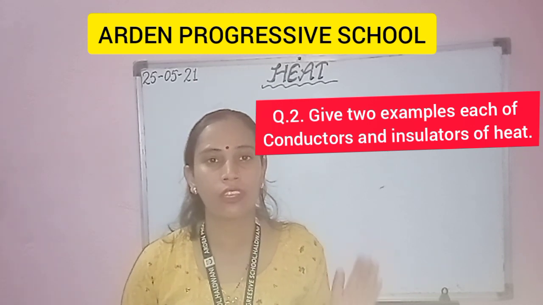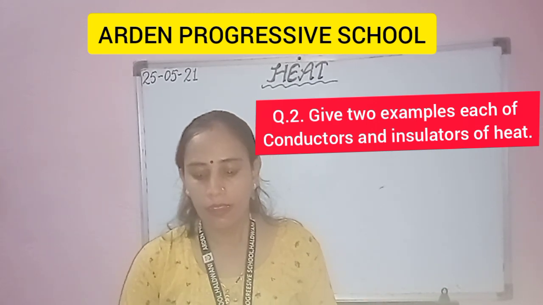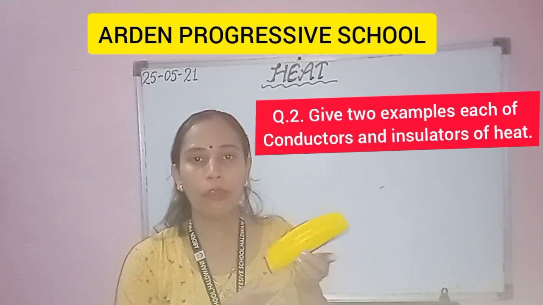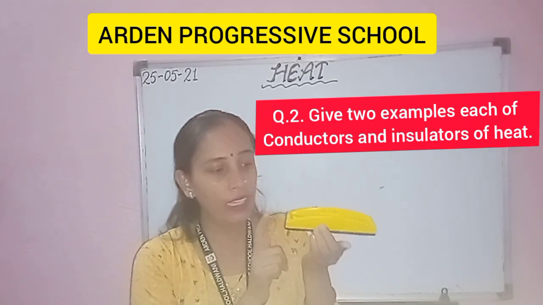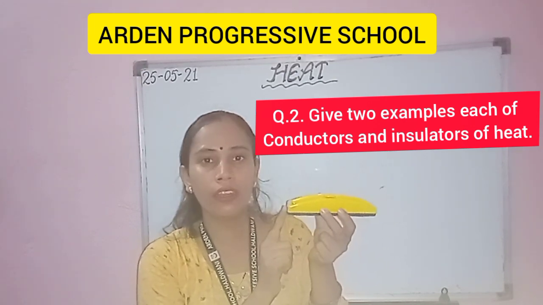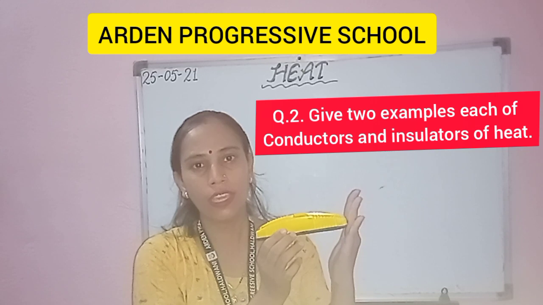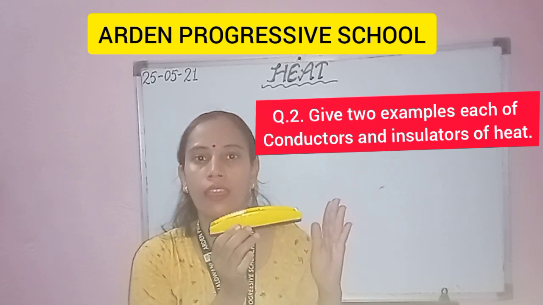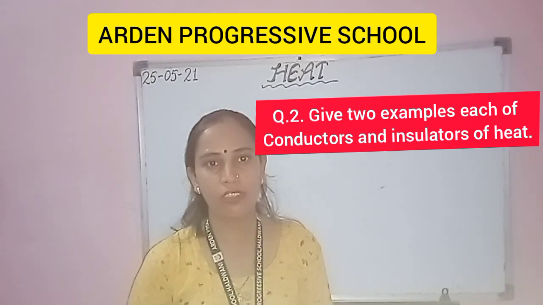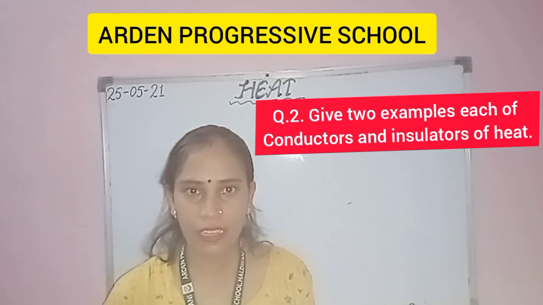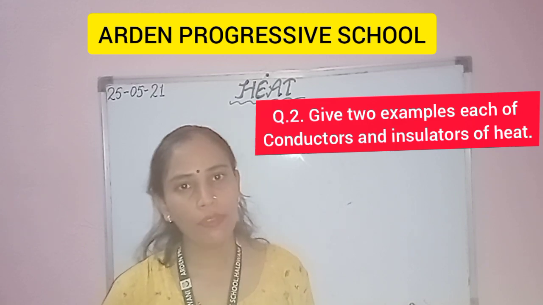Insulators are poor conductors of heat. They cannot pass heat through them. For example, plastic. This is a duster made of plastic. It cannot pass heat through it. If I give heat to this corner of the duster, I cannot feel the heat in this corner. So this is a poor conductor of heat. Clear? And some other examples also: wood, plastic, rubber, cotton, they are all examples of insulators.